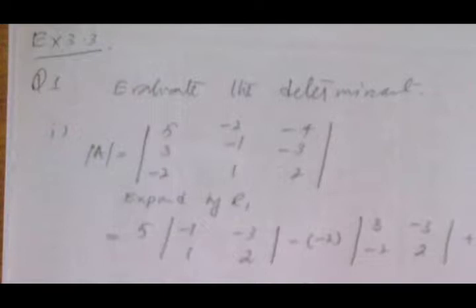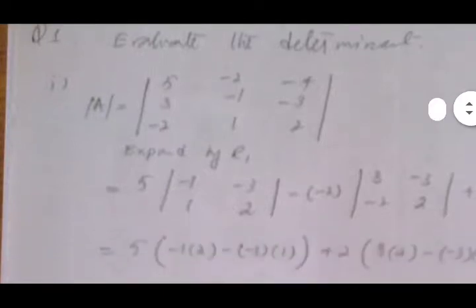In the first question we find the determinant. We expand it by row 1. In row 1 there are 3 elements: 5, minus 2, minus 4. We expand by these elements.